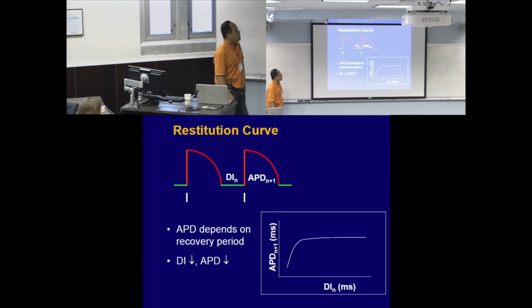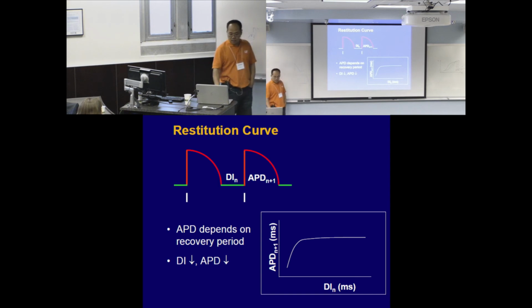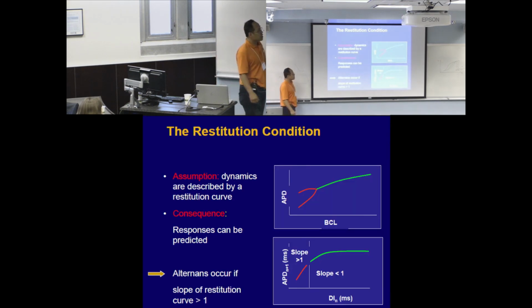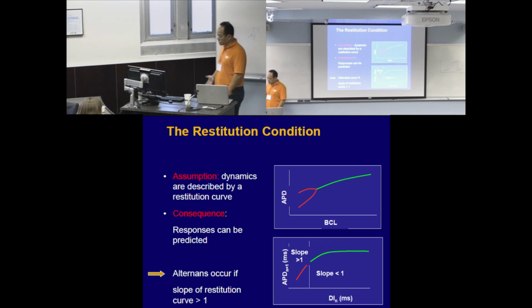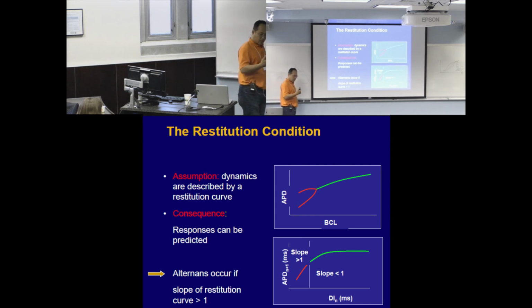So starting from the famous restitution model by Nolen and Dyline, we can describe the relationship between APD and the previous DI, so you get some kind of mapping model. The mapping model tells you that when the slope is greater than 1, we're going to have alternans.